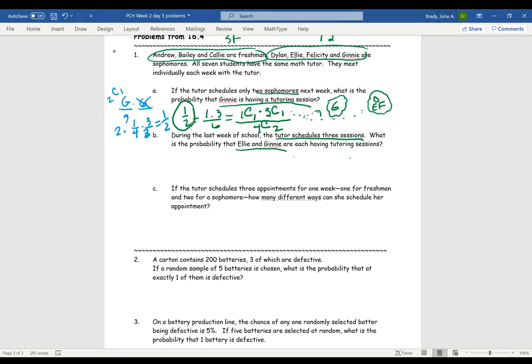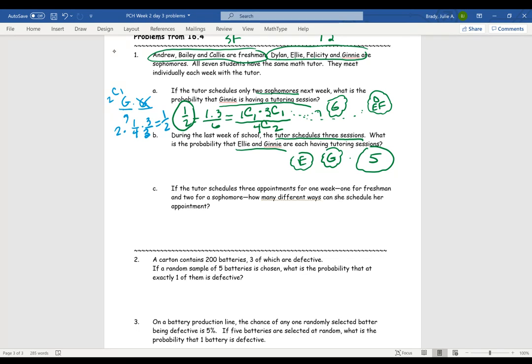Well, I probably would make Ellie stand here. You could put them in the same group, but they're sisters. They don't like each other. So I'm going to separate. I got to pick Ellie. I got to pick Ginny. And then there's 5 people in the other group.